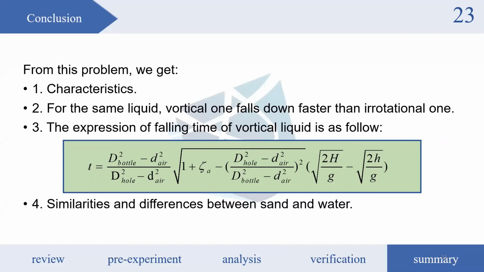And the expression of the flowing time of vertical liquid is as follows. Comparing water and sand, we found the volume flow rate of water is much bigger than sand. And if the diameter of the hole is not big enough, there will be a lot of water left, but the sand will still flow out. And we can't keep the sand spinning like water, and the stable process is not completely uniform.